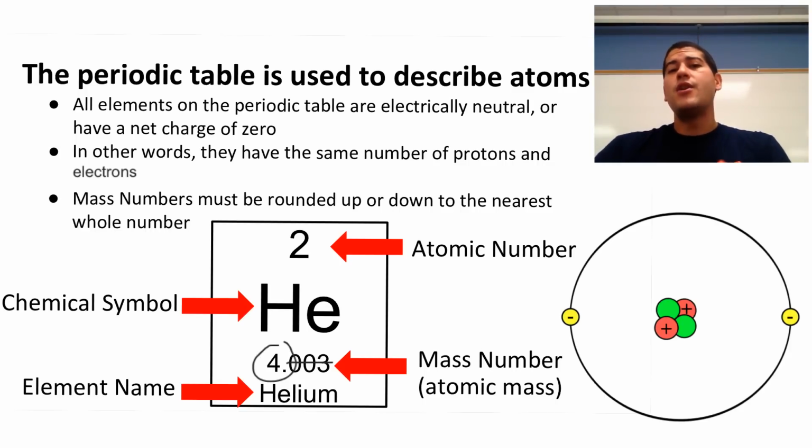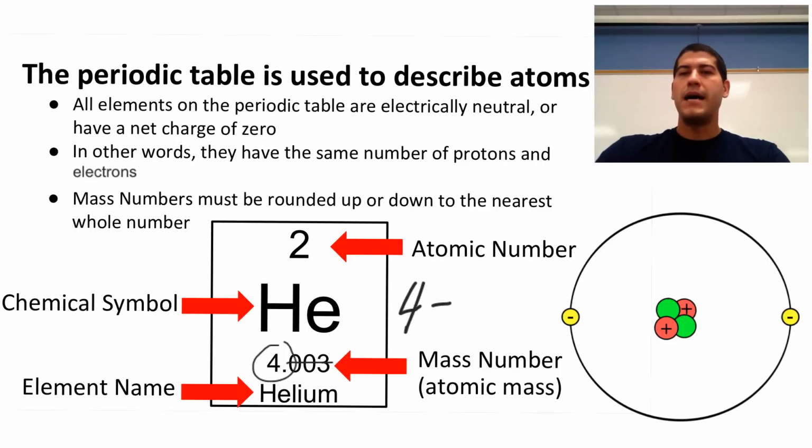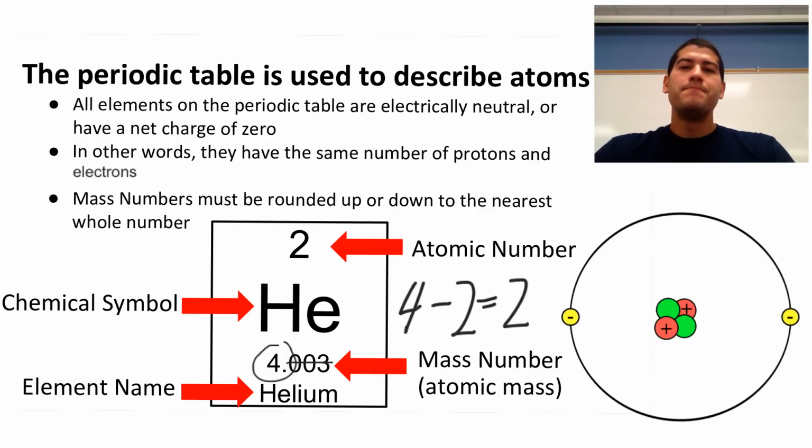There really is no number in an element square that just tells you how many neutrons the atom has. If you're looking for neutrons, you have to do some simple math. After you round the mass number to the nearest whole number, subtract the atomic number from the mass number. 4 minus 2, and boom, you have the number of neutrons.